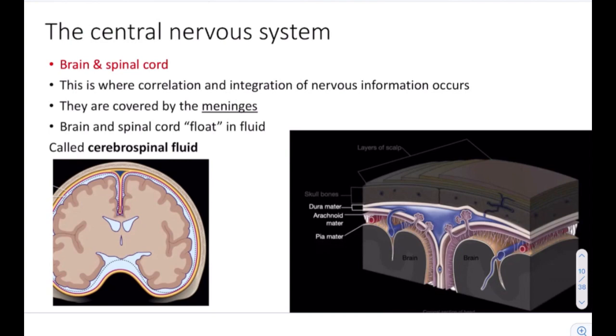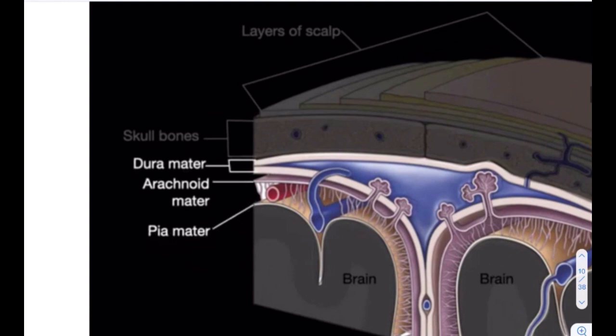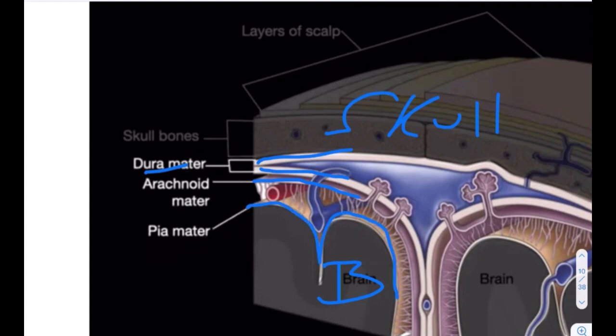They are covered by membranes, three layers of membranes called the meninges. So right here we have the brain, and here we have the skull. And in between them, we have three layers of meninges. We have the dura mater, which consists of two layers, right here. And then we have the arachnoid mater, right here. And then we have a closely related membrane to the brain called the pia mater, which hugs the brain. And we'll talk about the meninges later as well.